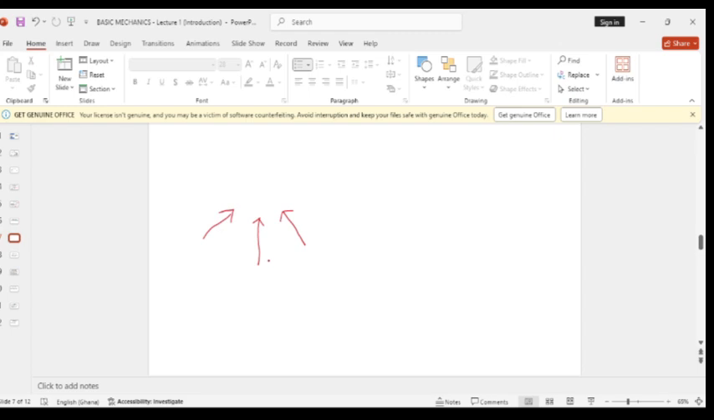Where are their lines of action? When I take the first force here, I know that its line of action is along its arrow, which is like this. That is the line of action of the first force. Then let me take the second force. Its line of action is the same thing, along its arrow. Then let me take the last force. When I extend its line of action, it is also along its arrow.